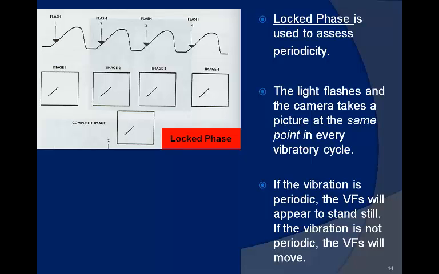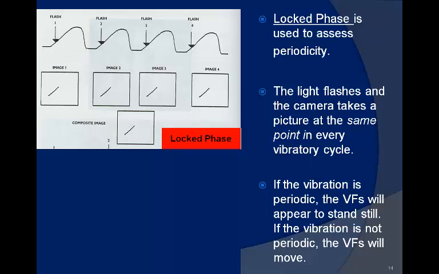Locked phase is used during stroboscopy to assess the periodicity of vocal fold vibration. During locked phase, the light flashes and the camera takes a picture at the same point of every cycle of vibration. The illustration in this slide shows 4 cycles of vibration. Notice that the vertical arrows are at the same point for each cycle.